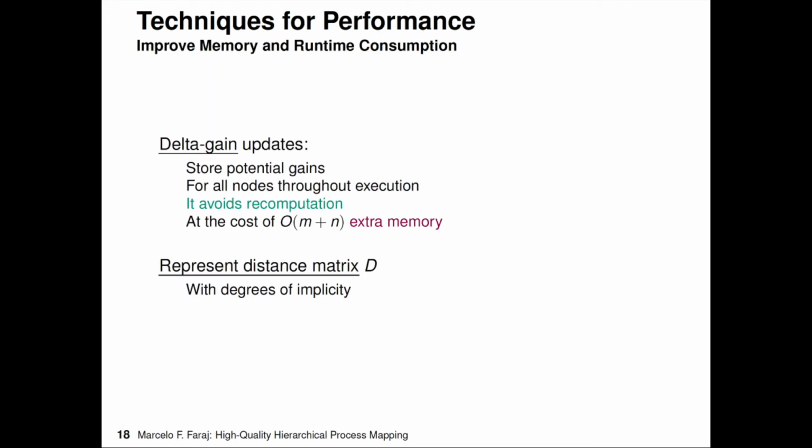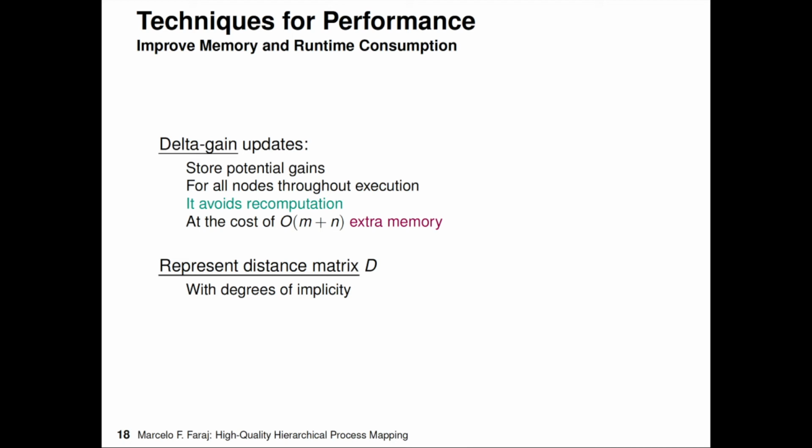The last components of our algorithms are techniques to improve the overall performance. The first one is known as delta gain updates. Roughly speaking, it consists of storing the potential partial gains associated with each node throughout the whole algorithm.